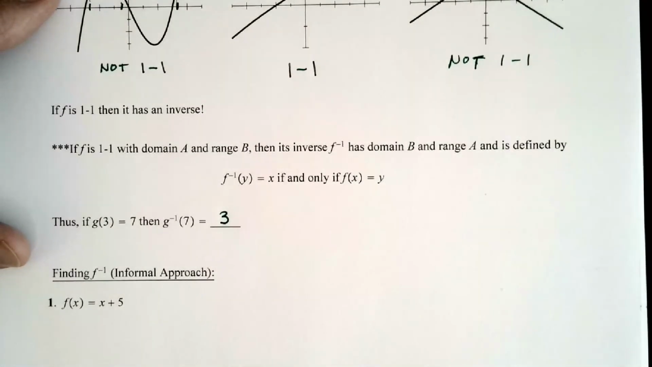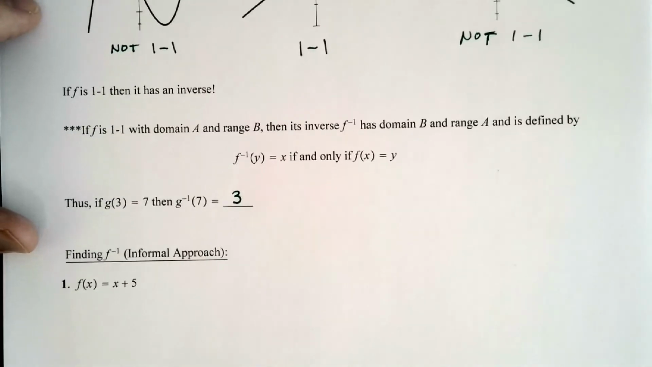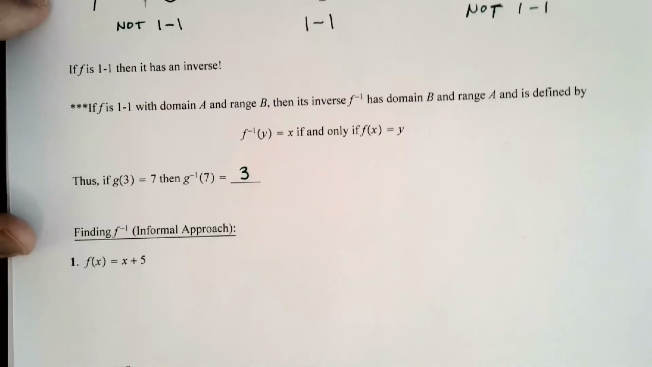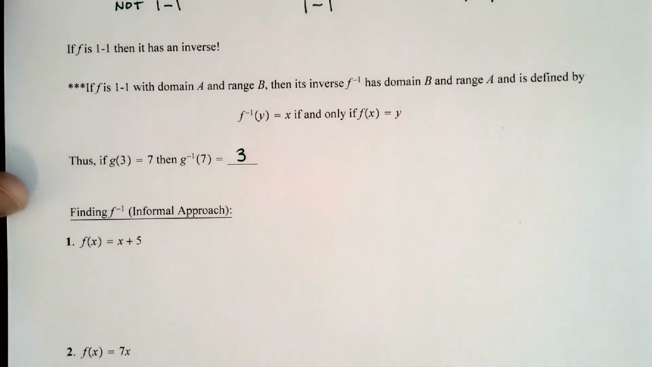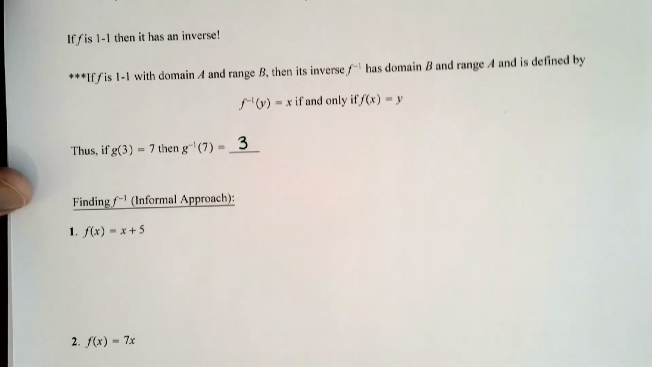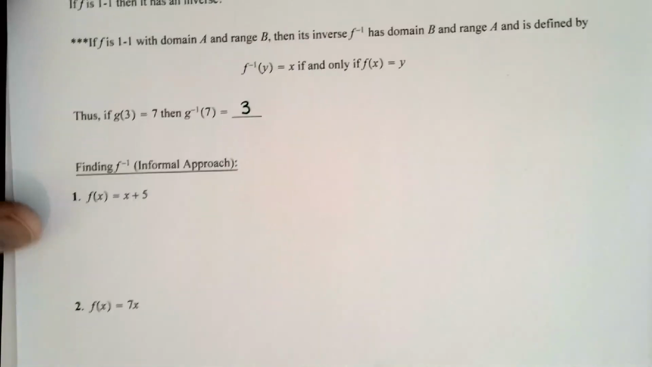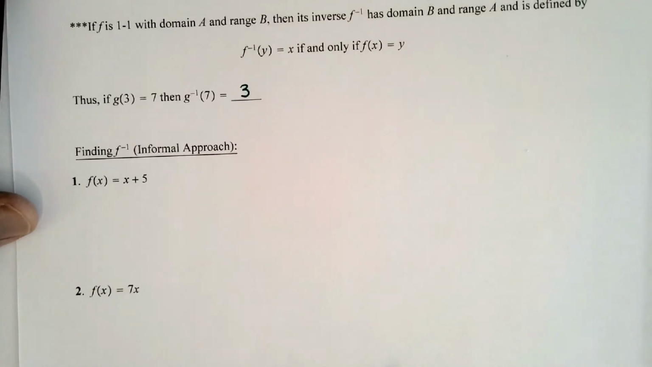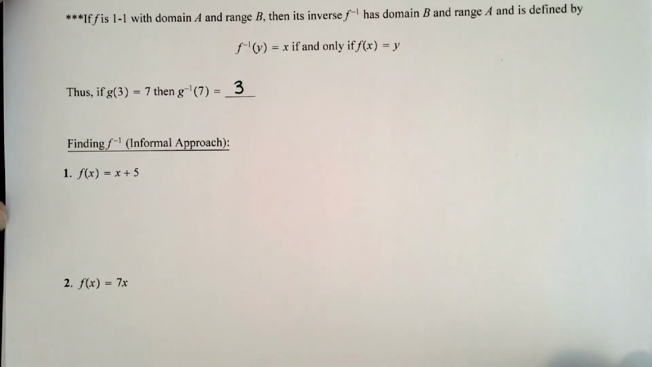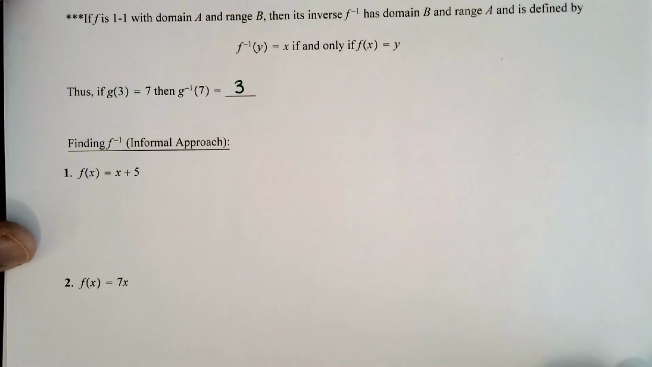And what I want to look at now is how do we come up with a formula for the inverse function given a function that's 1-to-1? How do we find its inverse? Well, let's start with some simple ones here. And I'm going to use an informal approach, sort of an intuitive approach first to finding the inverse.